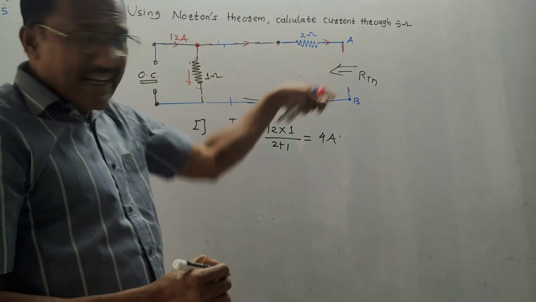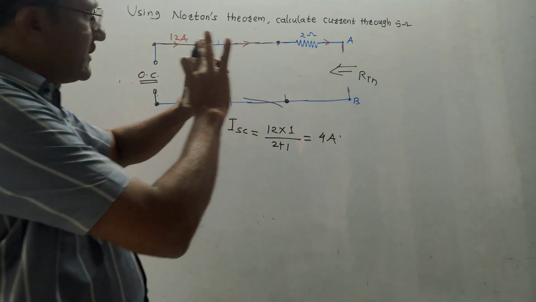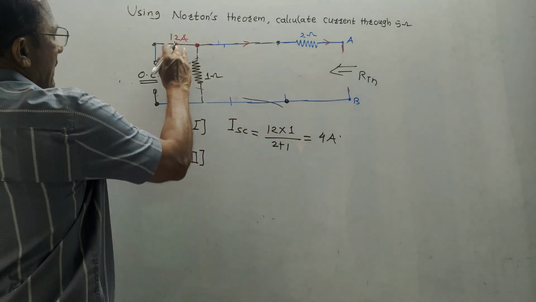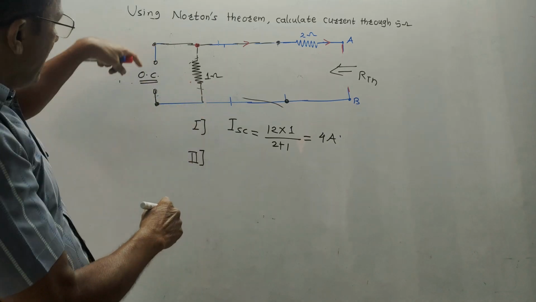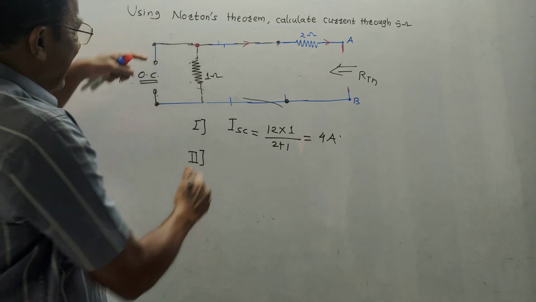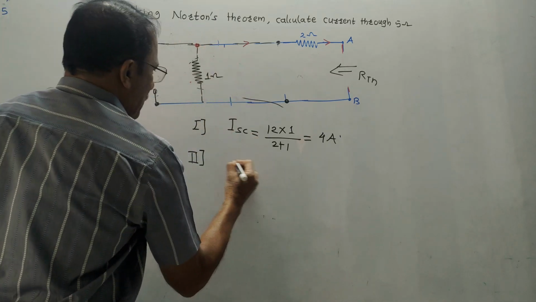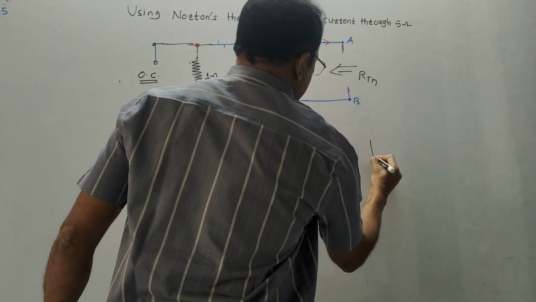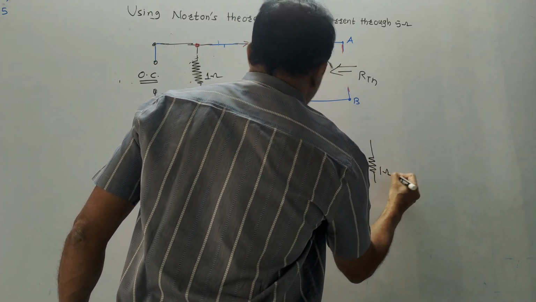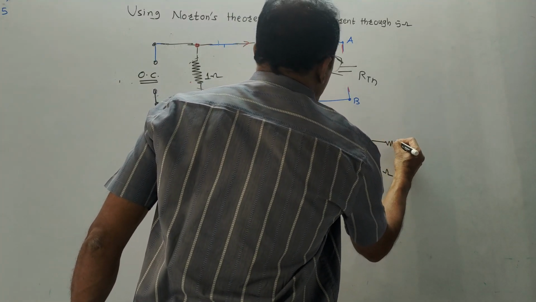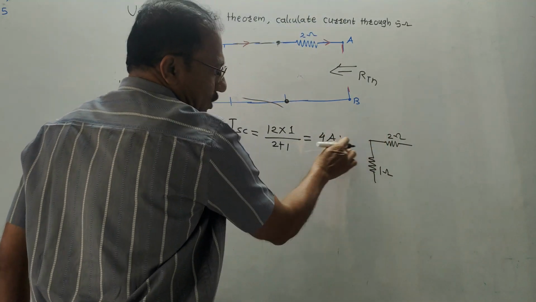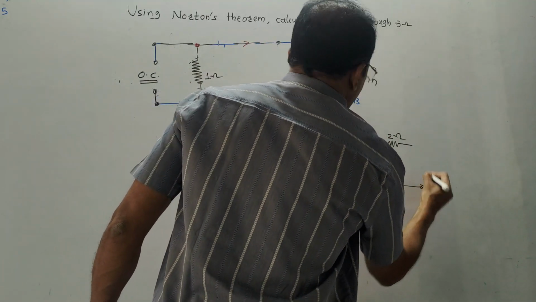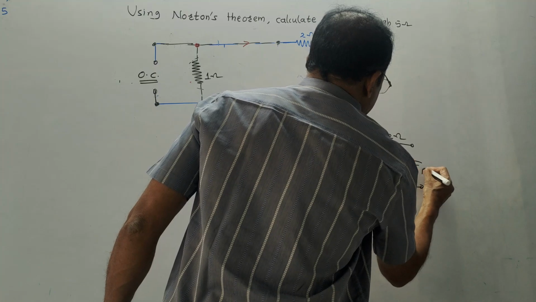Now, using any technique, I have to calculate RTH. Things are very, very simple now. This 12 ampere source is removed, so no current. Now, this is open circuit. That means the remaining circuit is like this. For simplicity, I will draw it like this. This is 1 ohm. Then this is 2 ohm. After this, there is an open circuit, so I haven't drawn any line. And I will mark RTH like this.